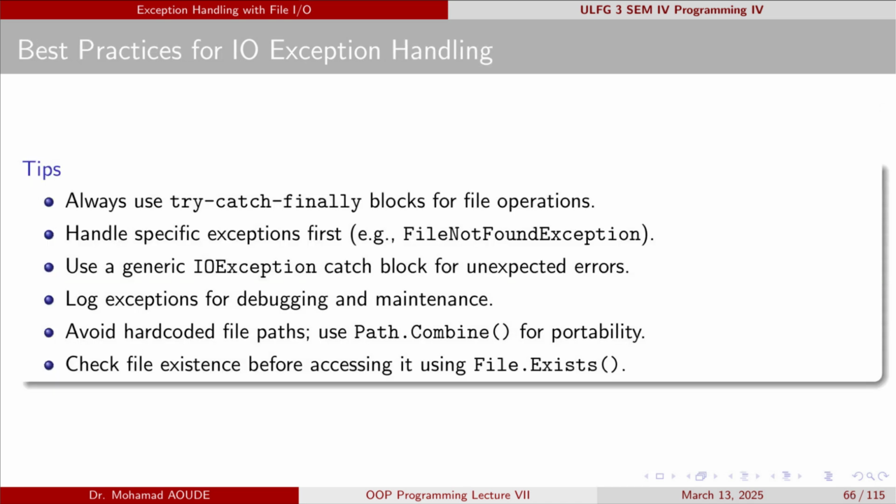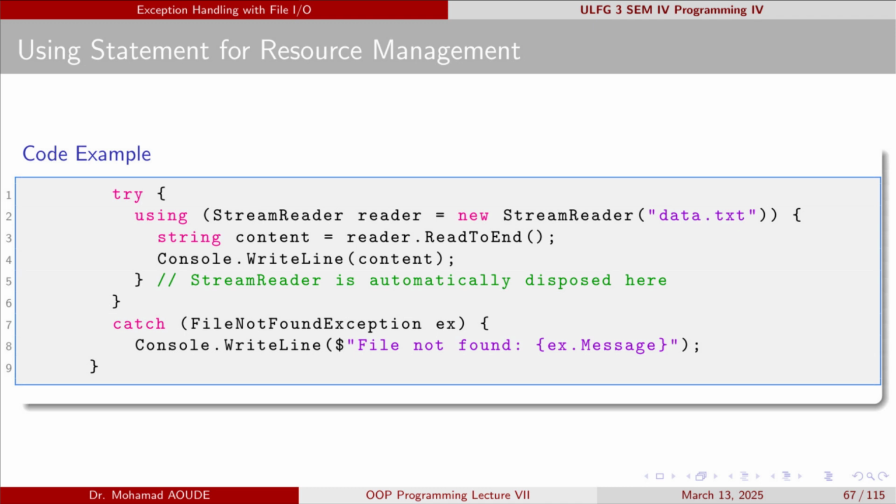Best practices. Use try-catch-finally. Catch specific exceptions first. Use IOException as a general fallback. Log everything for diagnostics. Never hardcode file paths. Always build them dynamically. This final file I/O example reinforces the using pattern. It ensures that the StreamReader is automatically disposed even if an exception is thrown. It's cleaner than writing your own finally and reduces risk of memory leaks.